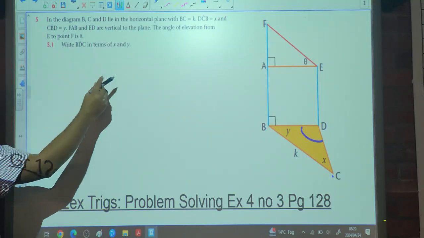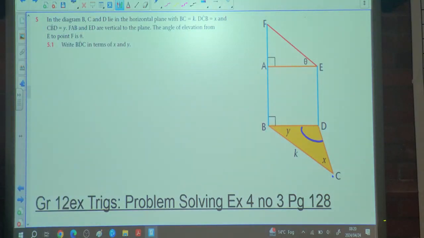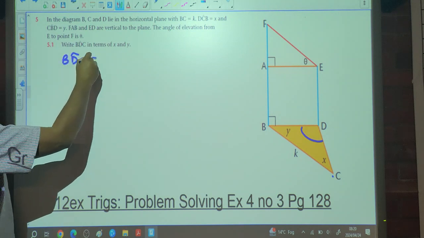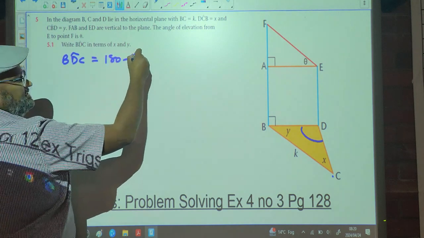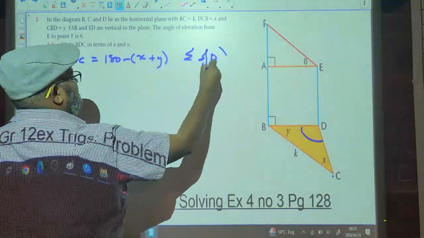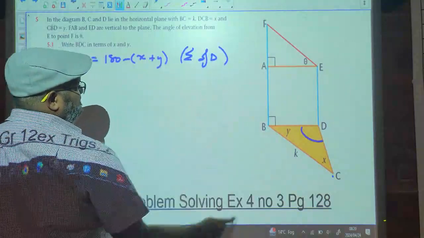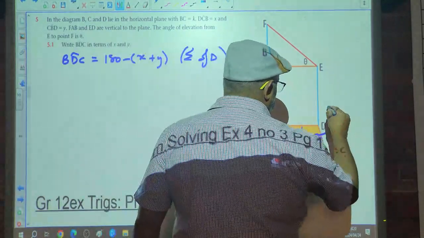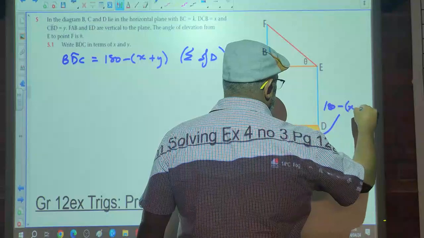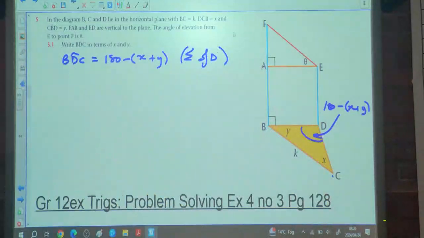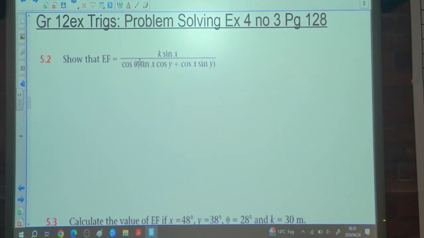So that is simple. We know that X plus Y plus that angle equals 180. So therefore BDC is equal to 180 minus (X plus Y). You can say the sum of angles in a triangle. Do I have to give a reason here? No. Okay, so this is going to be of course 180 minus (X plus Y). Let's go to the next question.